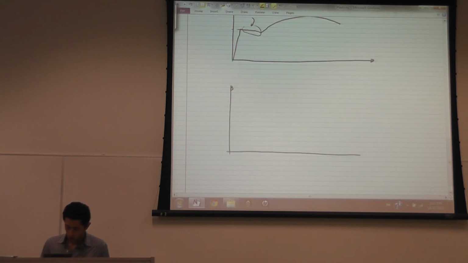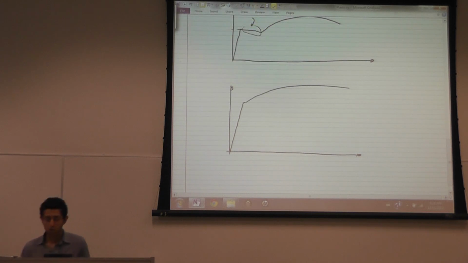And so the newer alloys don't have this kind of behavior. Newer alloys, some of them might look like this, and others, especially high strength steel.